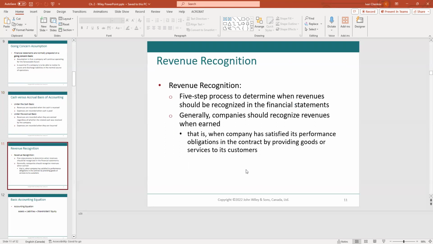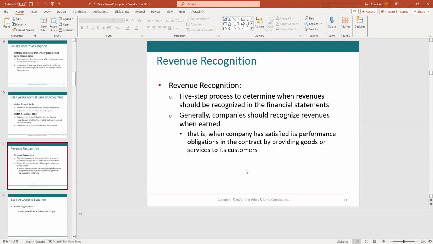Revenue recognition. Under the National Financial Reporting Standards, we have a 5-step process to determine when the revenue should be recognized on the financial statements. We're not going to go through those 5 steps. Those are for the accounting people. Don't get scared. I just want you to know that there's a process where we determine whether the revenue should be recognized in the financial statements or not.